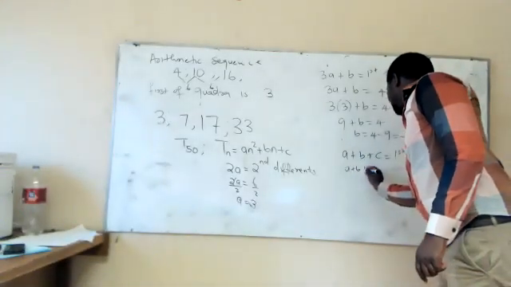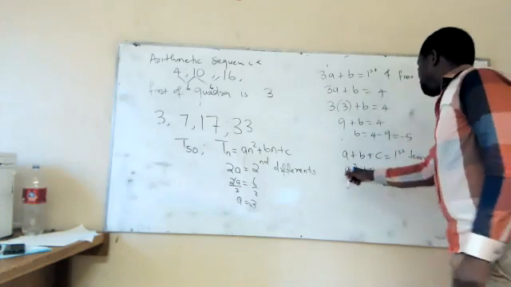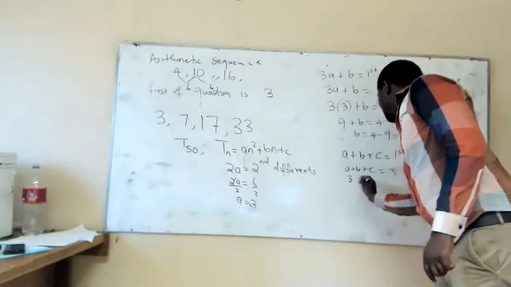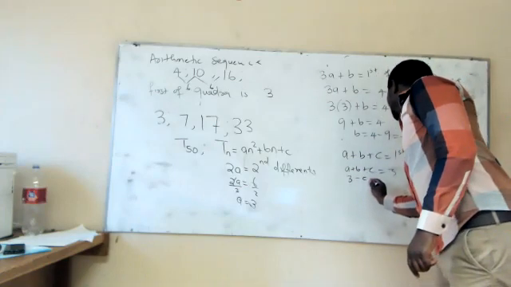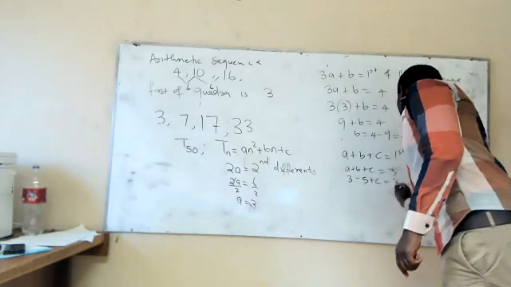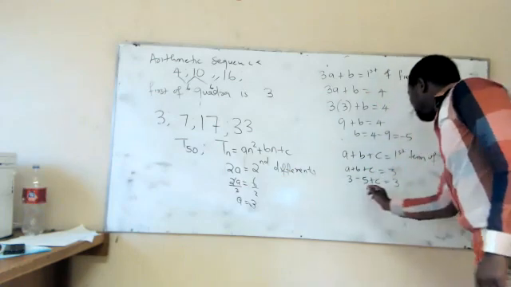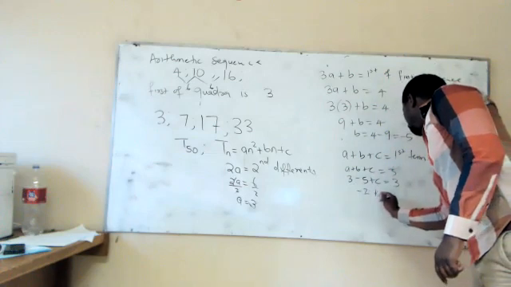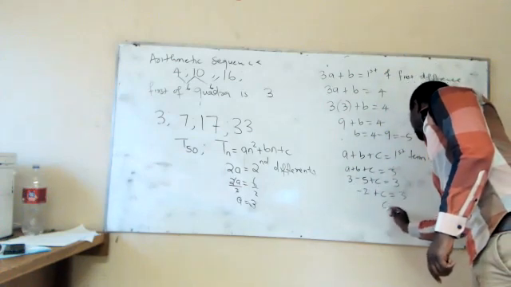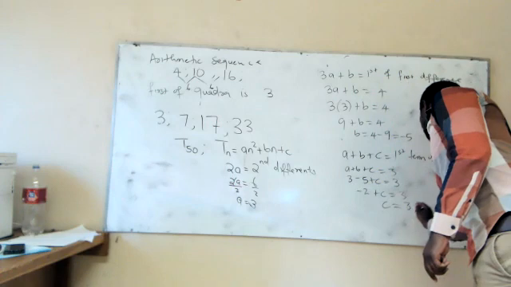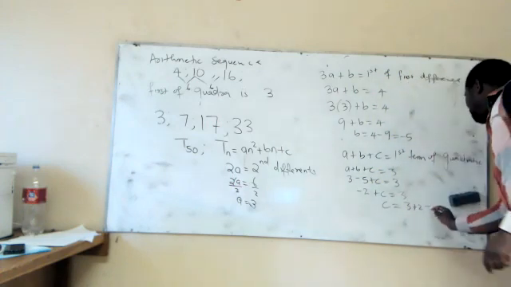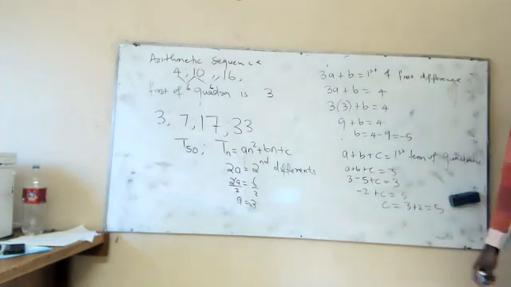A plus B plus C must be equal to 3. But A we obtain it to be 3 and B we obtain it to be -5 plus C, which is equal to 3. When we subtract these two terms, we're going to get -2 plus C, which is equal to 3, which means C will be equal to 3 plus 2. And the answer for that will be what? Will be 5. C is equal to 5.